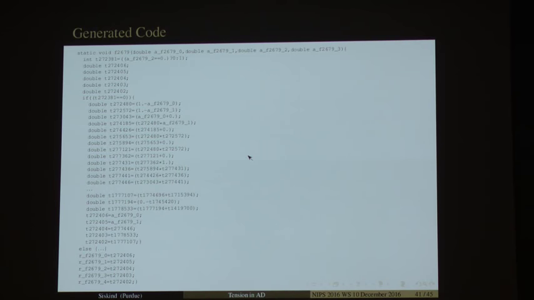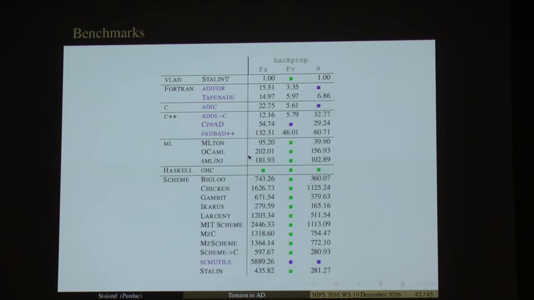Just straight line numeric code. And you gotta believe it's gonna run faster than everything that's gonna have a tremendous amount of scaffolding involved. So here is an example. This is just running straight back propagation on a two-level perceptron training on exclusive OR. These are all normalized to our compilers as unit runtime.